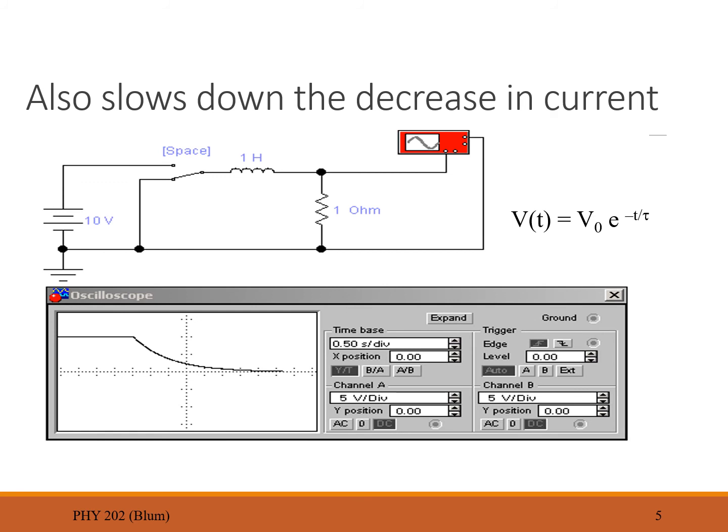And a similar effect happens if we flip the switch to take the battery out. Then the current is going to come to a stop, but not immediately. It's going to slowly change, and so we have an exponential decay in this case.